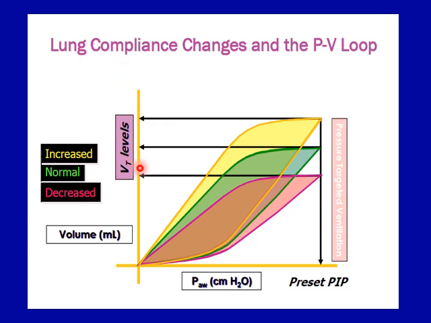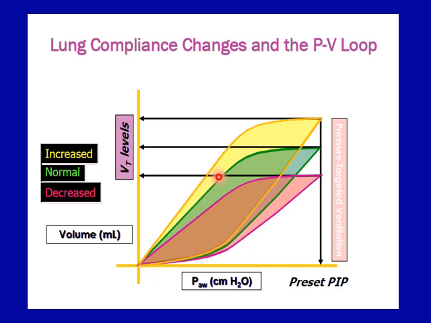So in this loop, what we can see is the pressure volume loop, with pressure along the x-axis and volume along the y-axis. Here the pressure is constant, but the tidal volume achieved is different. So this is pressure control ventilation.